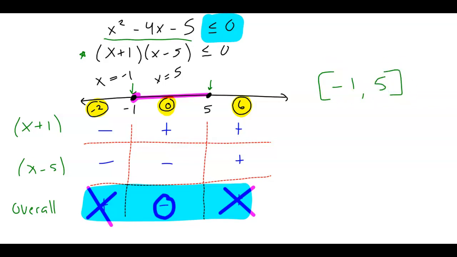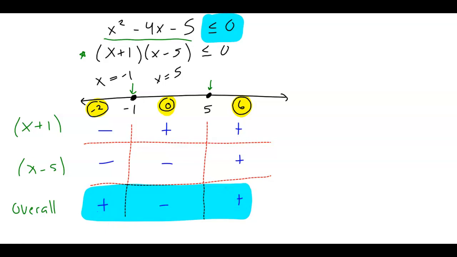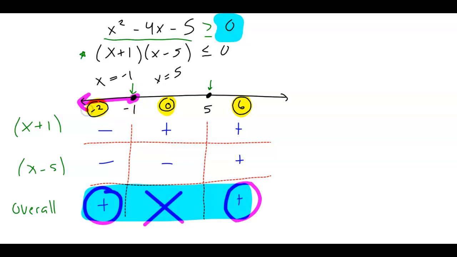Okay. Now, all of this would change. Let me go back. All of this would change if the original problem had a different sign. So if I go back to the original problem and I made this greater than or equal to 0, well, now we want the positive regions. So we do not want the negative region anymore. Now we want the positive regions, which is to the left on the number line and to the right on the number line. So in that scenario, we'd have two intervals, -infinity up to -1 or 5 to infinity.